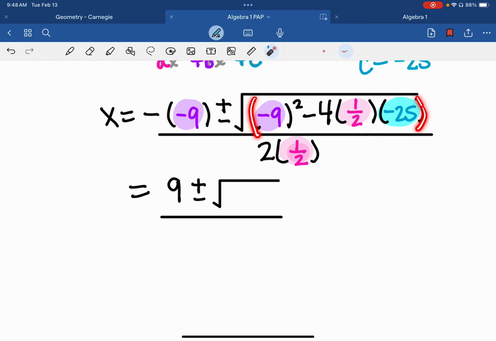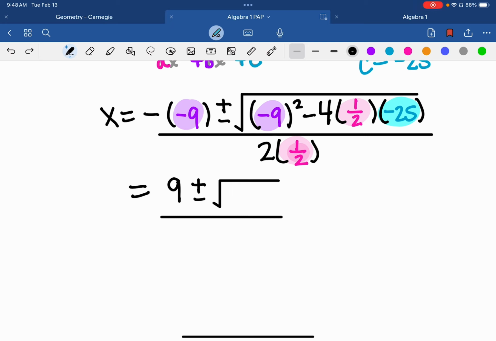I am going to ignore the square root. So it's negative 9 squared minus 4 times 1/2 times negative 25. That's what I'm going to put into my calculator and I get 131. No, I do not. Hold on 1 second. No, I do not.